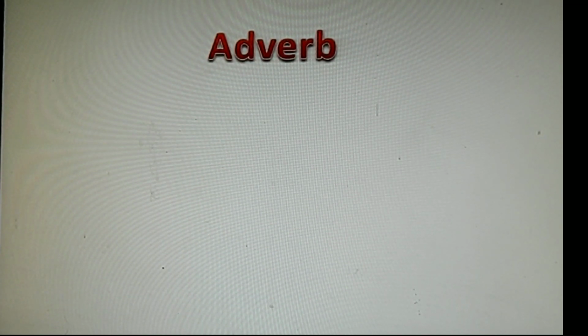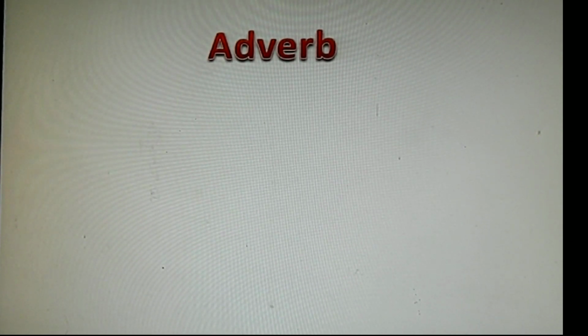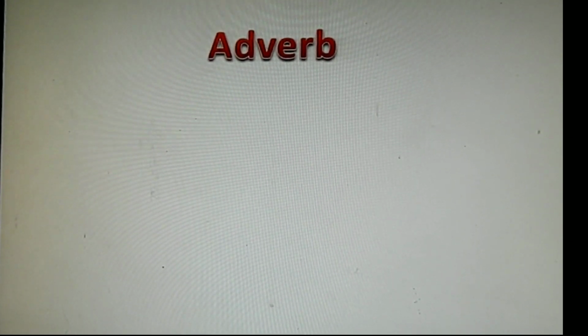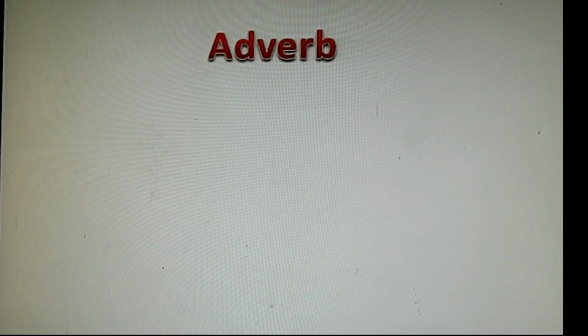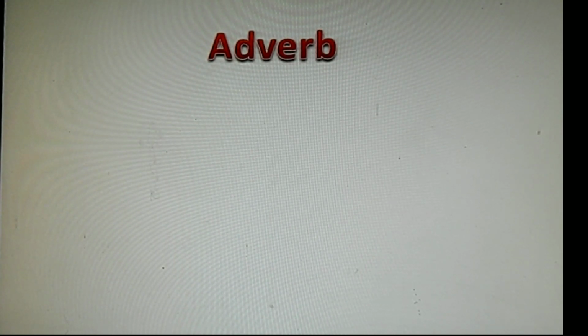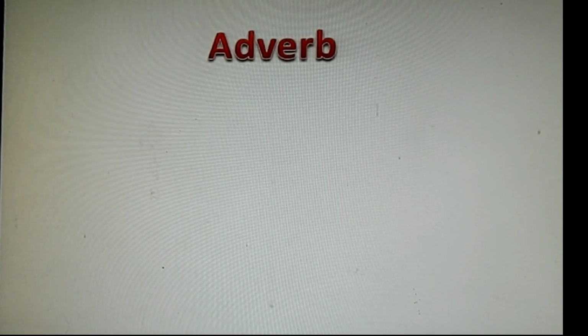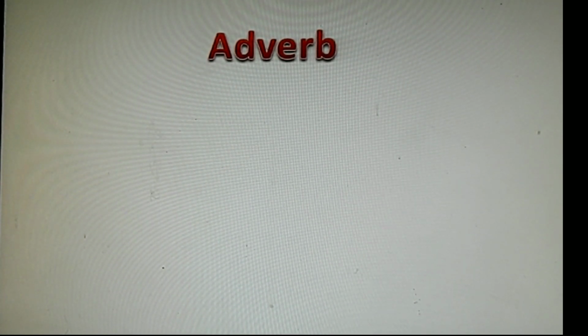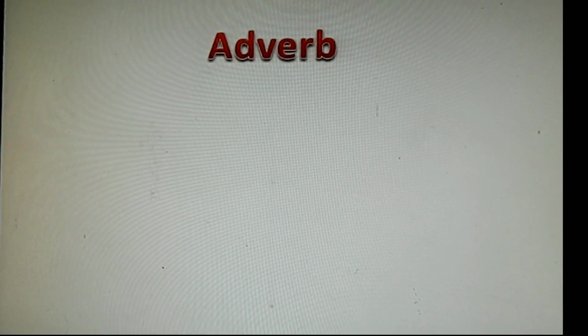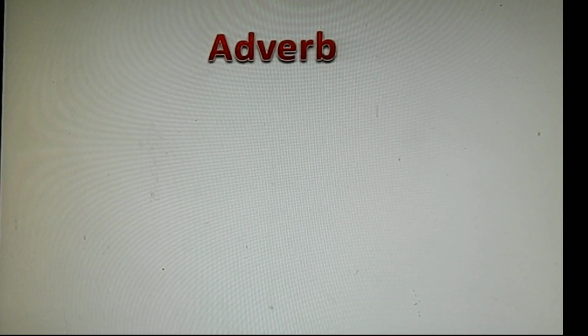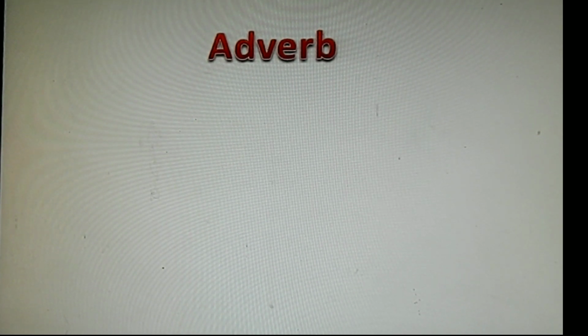Now let's take another part of speech, that is adverb. When I learnt grammar in school, I was taught that adjectives give information about nouns, and adverbs give information about verbs. And in fact, a lot of teachers still teach in that way. But remember, this is only half correct. Full definition is not given. It's half correct. I will make it clear by giving examples.